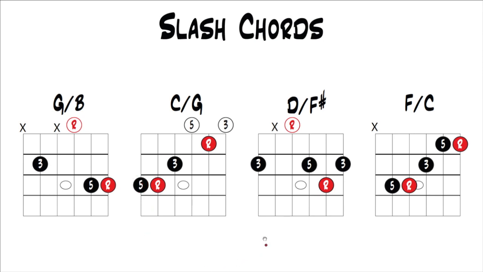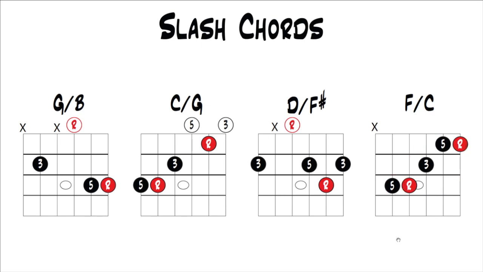Or probably the most common one is D/F sharp. You'll run across this one all the time. You have your regular D chord right here, but this is your third in the bass, which is an F sharp, so it's called a D/F sharp. Or another one is an F/C. You have your regular F major chord right here, but then you have a C in the bass, which is the fifth of the chord, so it's an F/C.